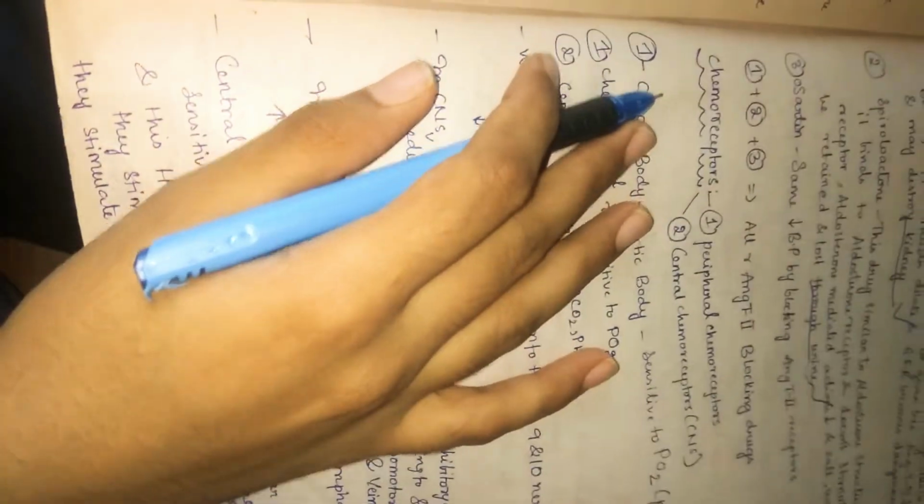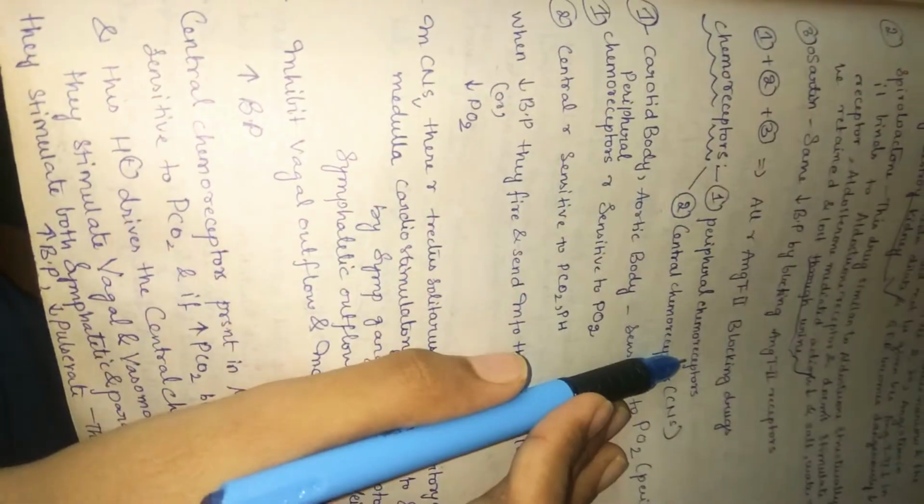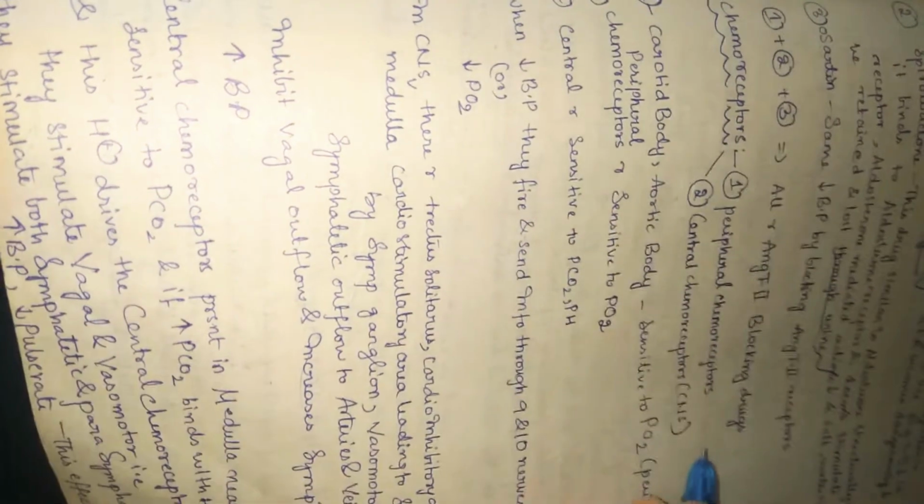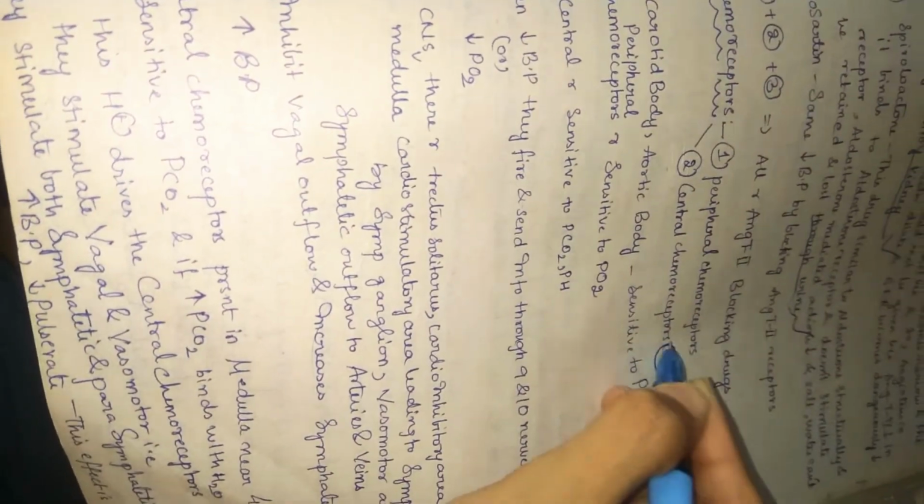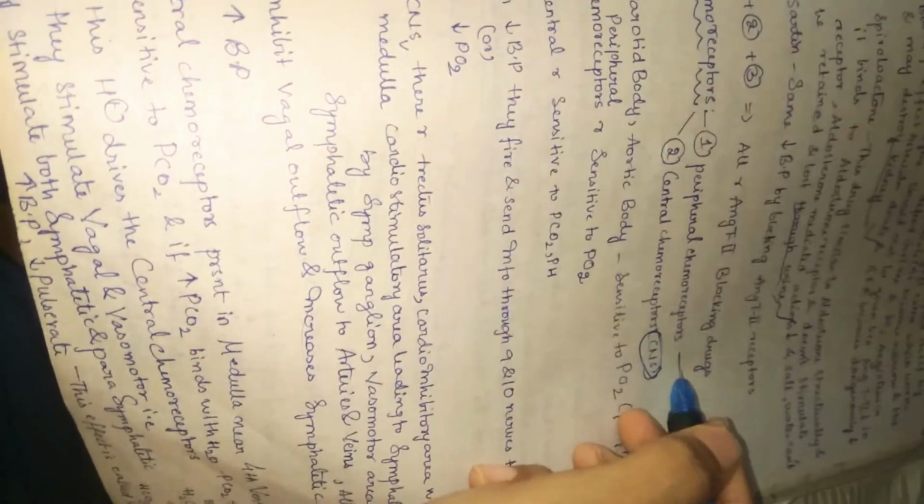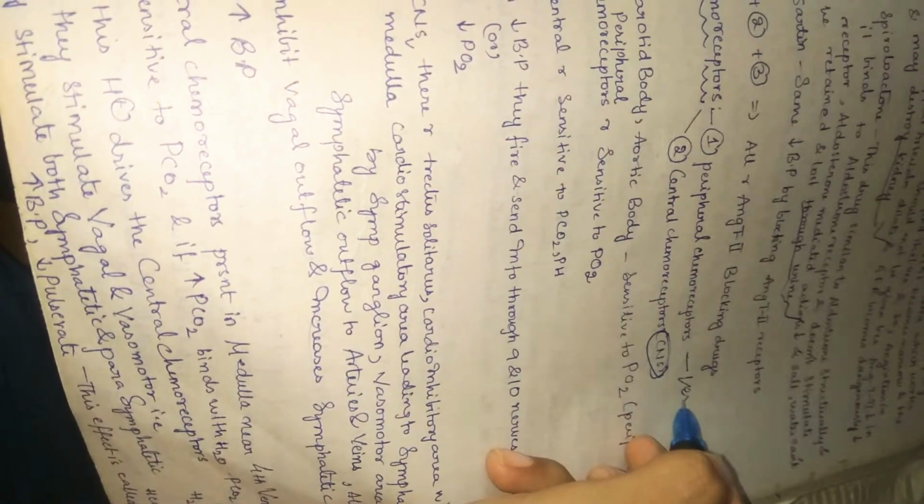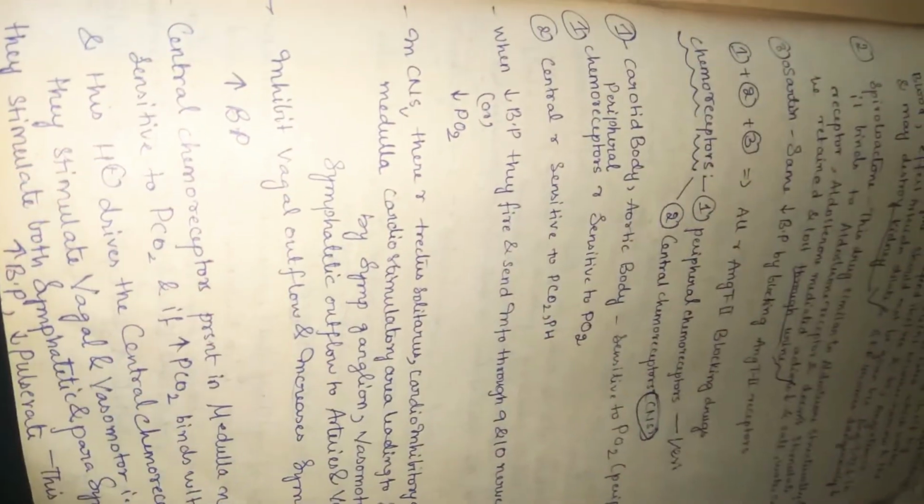Here chemoreceptors are divided into two types: peripheral chemoreceptors and central chemoreceptors. Central chemoreceptors, as the name itself says, are present in the central nervous system. Peripheral chemoreceptors are present in blood vessels, etc. So first let us see the carotid body.